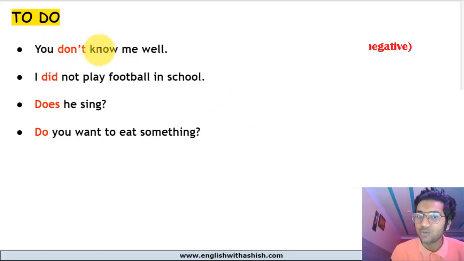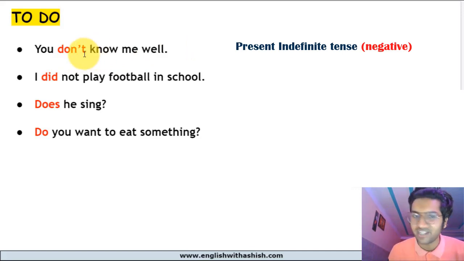Example number one: you don't know me well. So do here is the helping verb, know is the main verb, right? Not is the negation. Don't is a contraction of do not. Now understand this: do, does, and did are used either in interrogative sentences or negative sentences. Can they be used in positive, affirmative sentences? Yes, they can. We'll talk about it. Have patience.